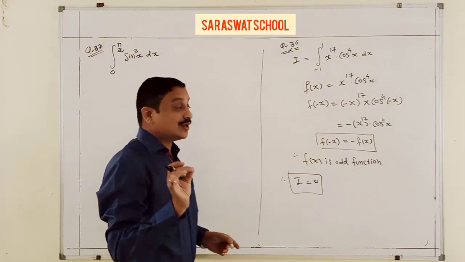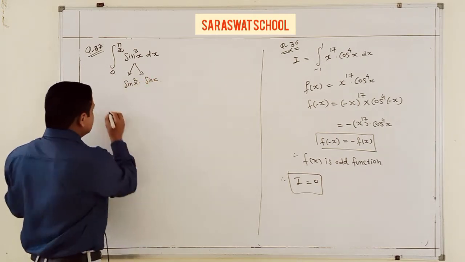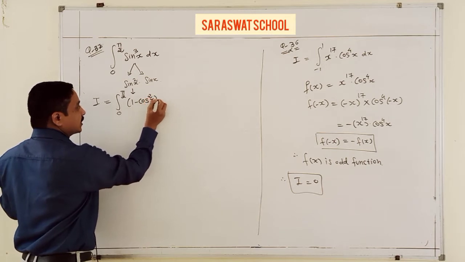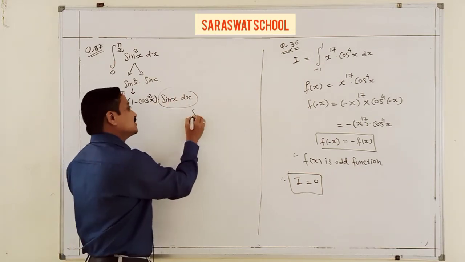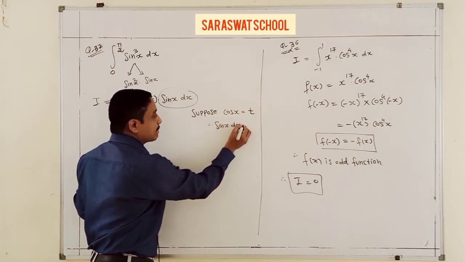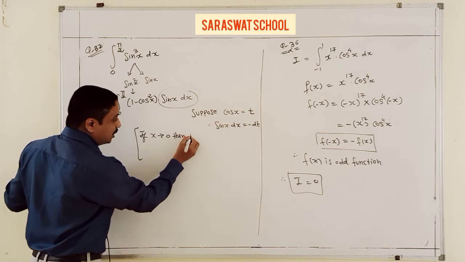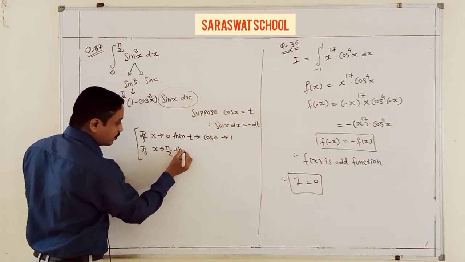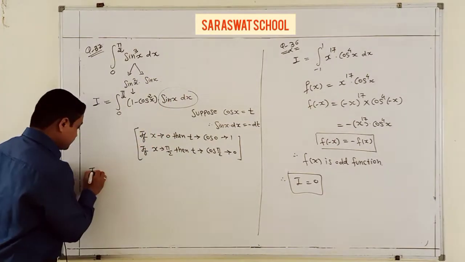So the sine cube, you can split into parts: one part sine square, the other sin x. So I can write here from 0 to 90, sin square x is 1 minus cos square x, and that sin x dx is this. Now this is actually the derivative of cos x. So suppose cos x is t, then sin x dx is minus dt. And change the limits: if x tends to 0, t tends to cos 0, which is 1. And if x tends to 90, t tends to cos 90, which becomes 0.